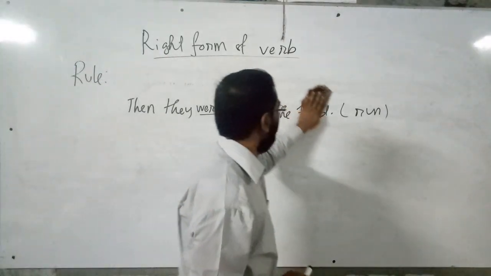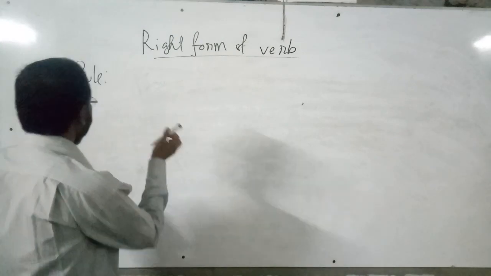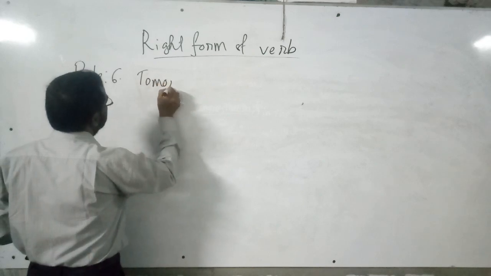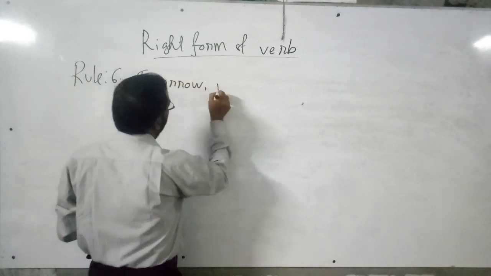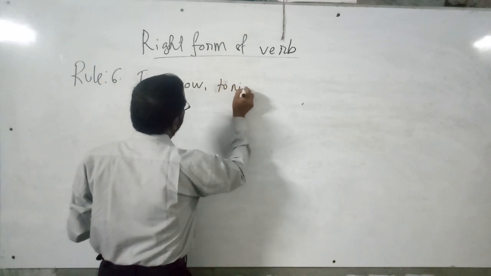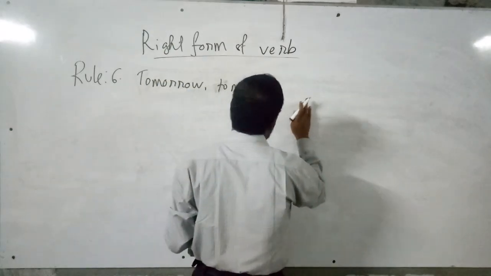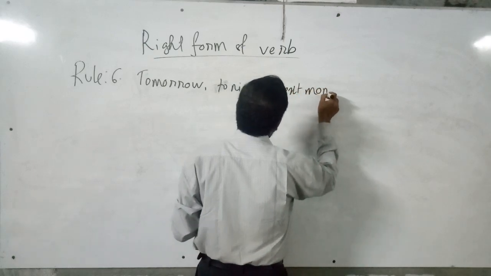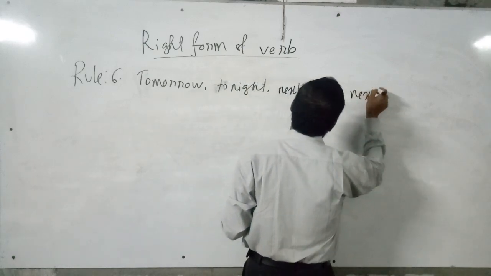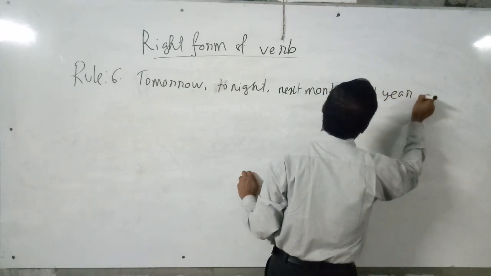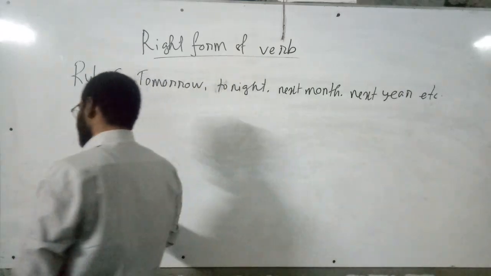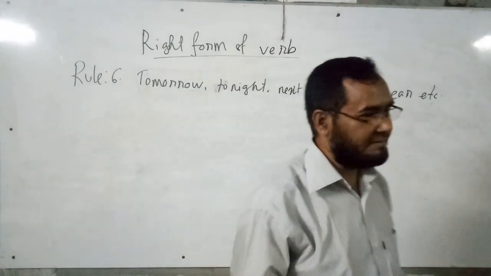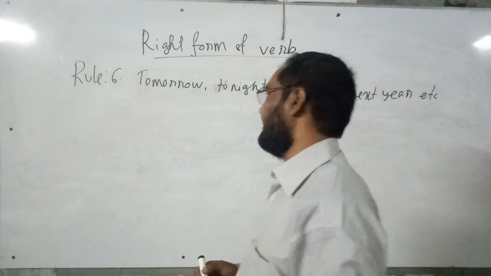Okay. Rule 6. Tomorrow, tonight, next month, next year, etc. If you find tomorrow, tonight, next month, next year, etc. in a sentence, the verb will be future indefinite tense.